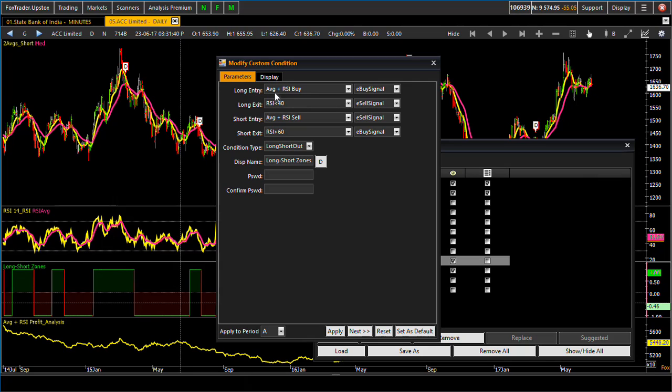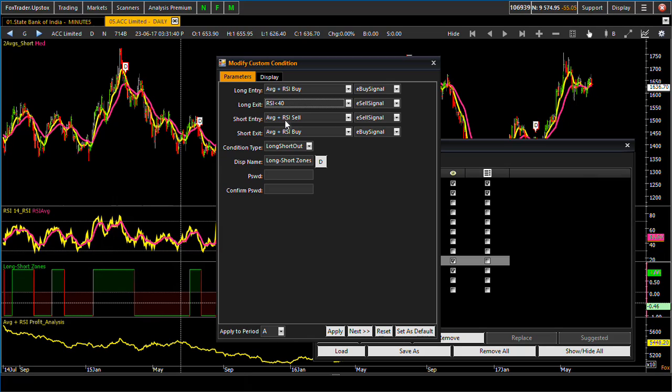So here it will ask you for your long entry, like when would you enter into a long position, when would you exit your long, when would you go for a short position, and when would you exit your short. So these are the four labels that you will have to provide. Now in case it is a stop and reverse system, then you can simply specify average plus RSI sell in long exit and average plus RSI buy. So this is like always stop and reverse, wherein you are always in the market. However, over here I'm going long only when average and RSI both conditions are met, but I'm exiting my long only on one condition, that is when RSI goes below 40.